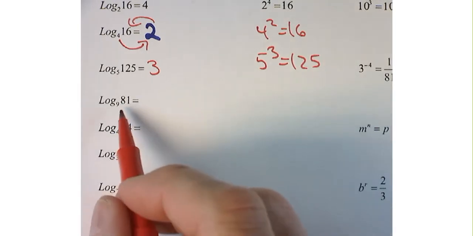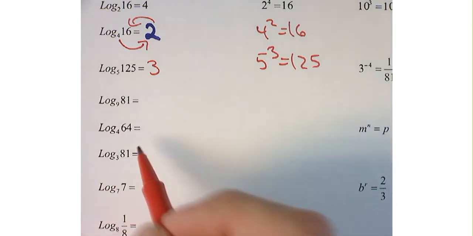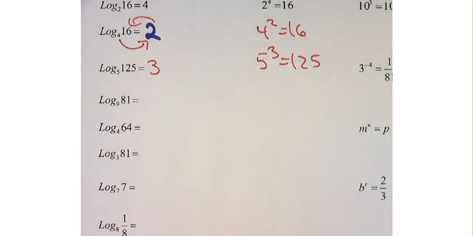What power of 9 gives you 81? What power of 4 gives you 64? What power of 3 gives you 81? What power of 7 gives you 7? So I'm going to give you a minute or so to look at those and figure out what those are. And then we'll do the big reveal.